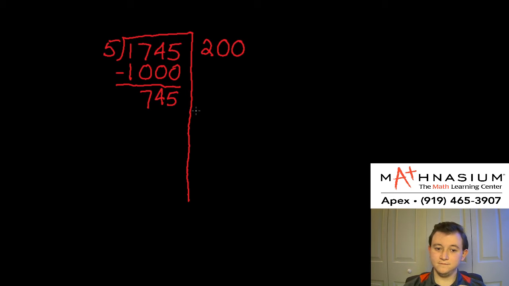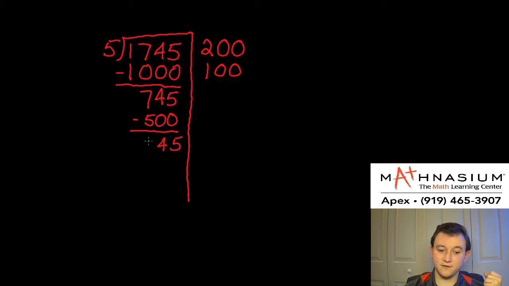745. Once we have that 745, we can go to the next place value over and think, how many times could 5 fit into 700? And you may think, one time would be 500, so we can just say 5 times 100. It's going to give us 500. We can subtract that away. 5 minus 0 is 5, 4 minus 0 is 4, and 7 minus 5 is 2. Then we just repeat the process.